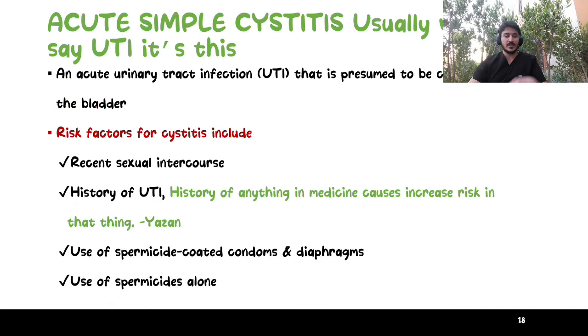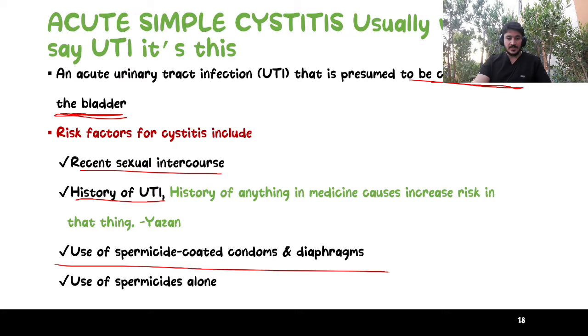Let's be more specific, starting with acute simple cystitis. Whenever we say UTI, usually it's referring to acute simple cystitis, an infection that's confined to the bladder. Some of the risk factors are recent sexual intercourse and history of UTI, which is self-explanatory. History of anything in medicine increases the risk of that disease in the future, whether it's myocarditis, endocarditis, UTI, sepsis, whatever. Also, use of spermicides, diaphragms and condoms, and use of spermicides alone.